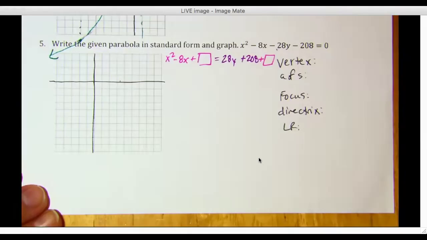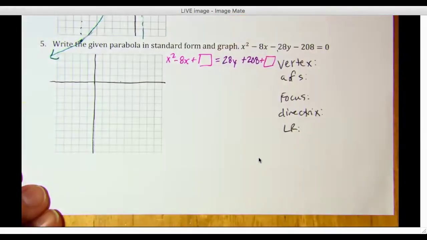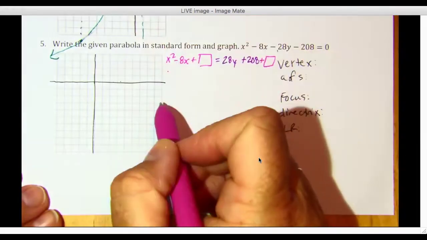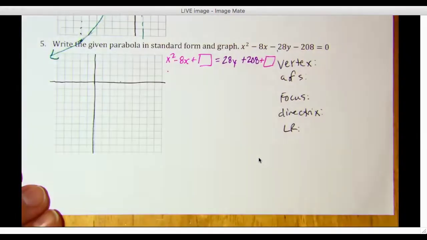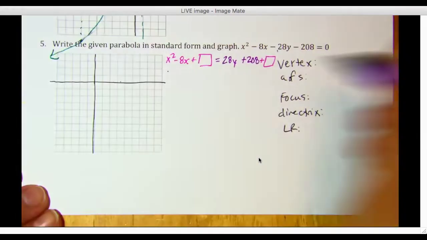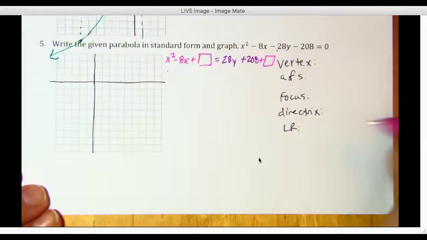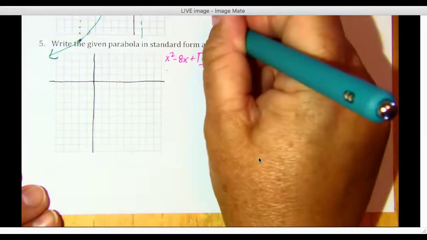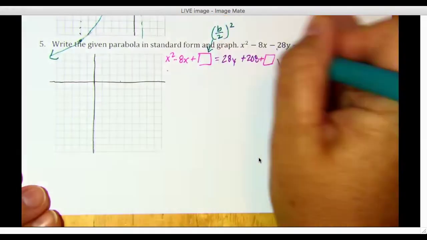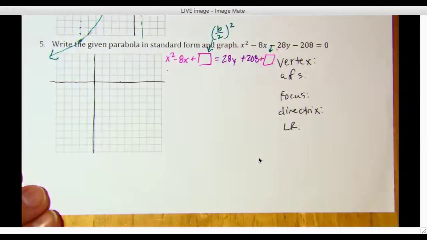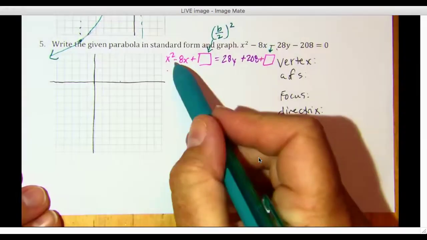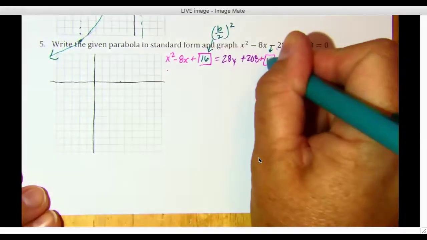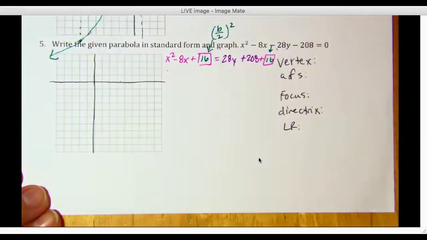Now remember what's going in this box is b divided by 2. So there's no coefficient here that I have to worry about. It's not like with ellipses and hyperbolas where we had to pull out that a value. In this case, it's already 1. So what I'm putting in this box is my b value divided by 2 squared, and that's what's going in here as well. In this case, -8 divided by 2 is -4. -4 squared is 16. So I'm adding 16 to both sides.